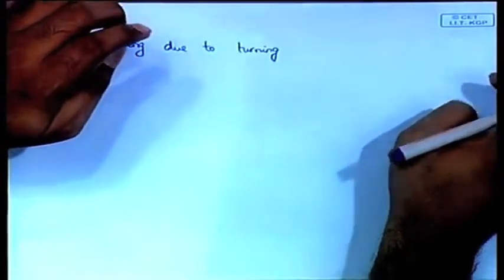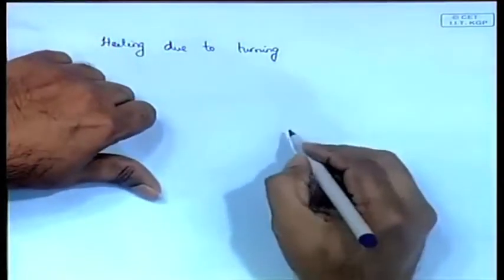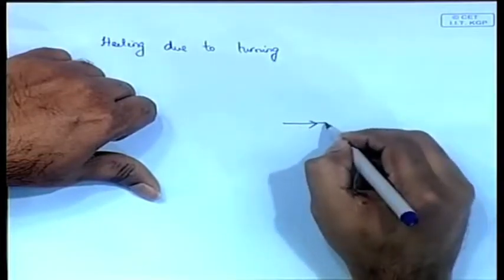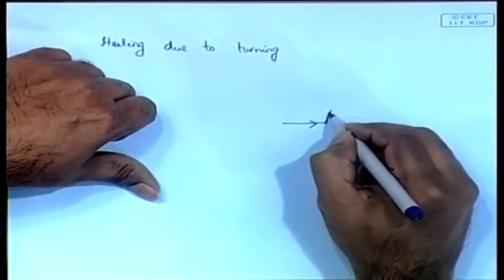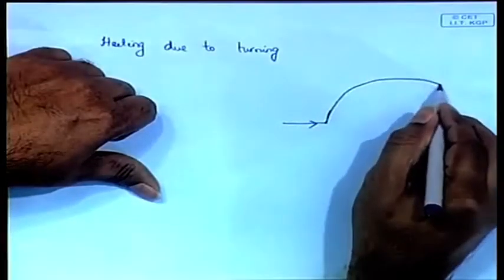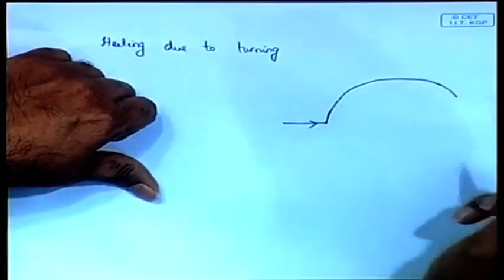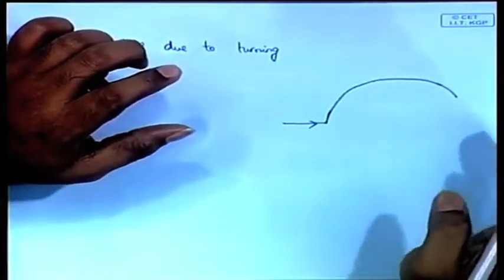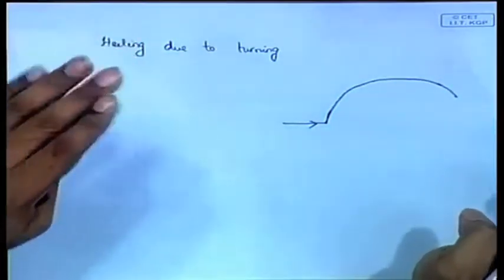Now what this suggests is that we have a ship initially that is moving in a straight line. Now if the ship is made to turn like this, what will happen to the ship in terms of healing? Of course the ship will turn. Now we have to see if there will be any effect of the turning on the healing.